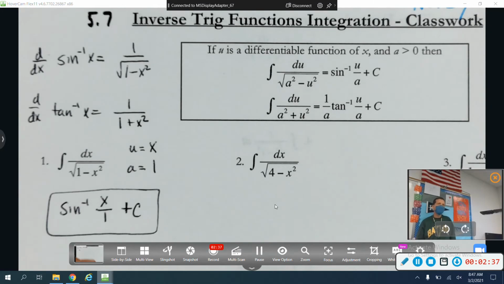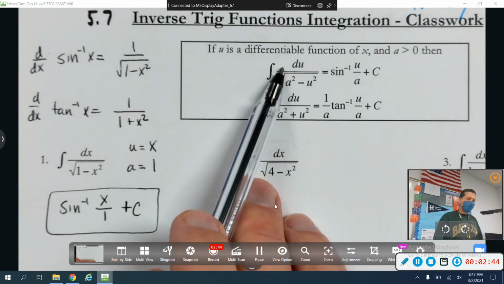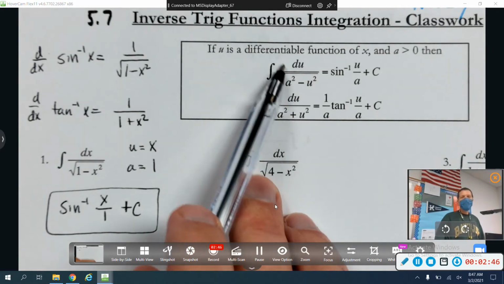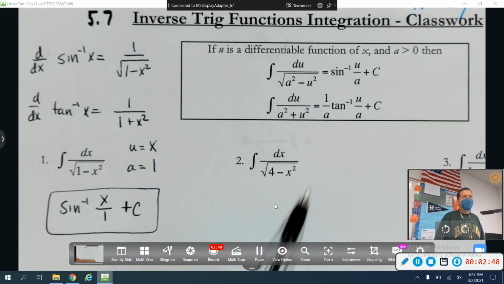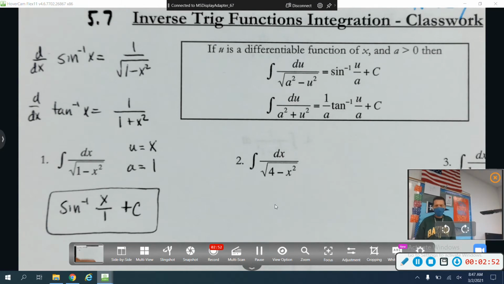Good? Okay. Because if this is negative, that's the cosine one, but you just pull it out front and then it's an inverse sine problem. So we don't have to worry about getting inverse cosine for the answer to an antiderivative question.